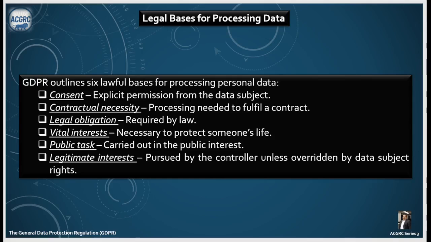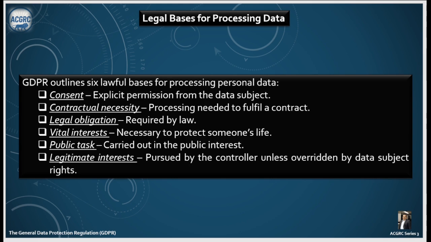Let's look at the legal basis for processing data. GDPR outlines 6 lawful bases for processing personal data. The first is consent, which is explicit permission from the data subject. Second, contractual necessity, that is processing needed to fulfill a contract. Legal obligations, that is as required by law. Vital interests, that is necessary to protect someone's life. Public task, carried out in the public interest. Legitimate interest, which is pursued by the controller unless overridden by data subject rights.